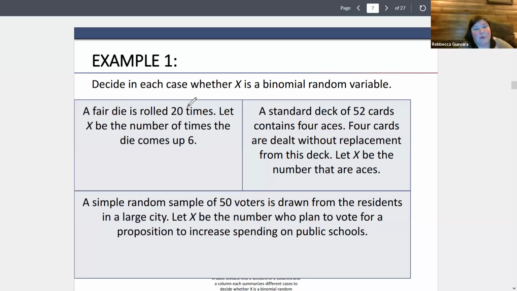All right, so for this first one, if we roll a die, our trials are independent. We're going to roll this die 20 times. Yes, the trials are independent, and the probability is the same for each trial.